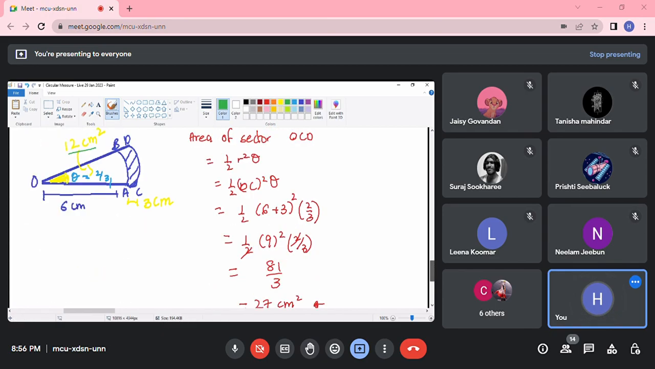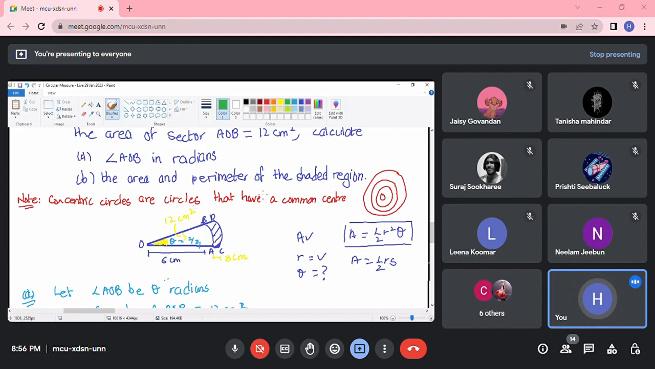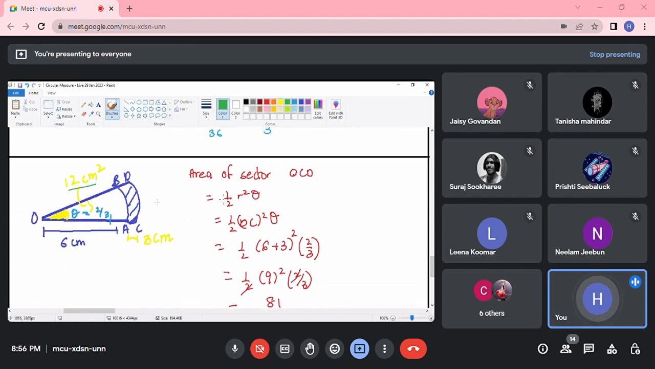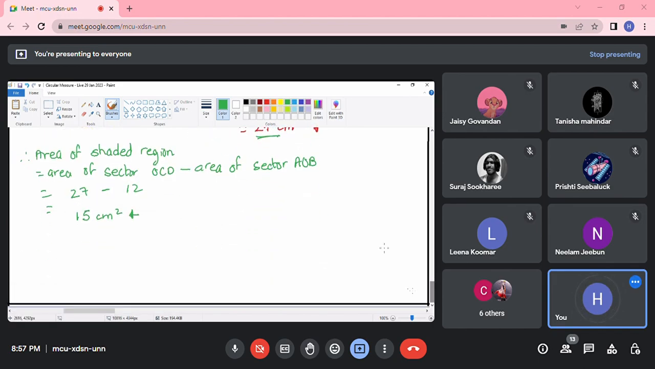So in part B, we managed to find the area of the shaded region. Now we have to find the perimeter of the shaded region. To find the perimeter of the shaded region, we have to find the arc length AB and the arc length CD. But we do know that the value of AC is equal to the value of BD, which is 3 centimeters. So what remains for us to find is AB and CD. So how are we going to find these?